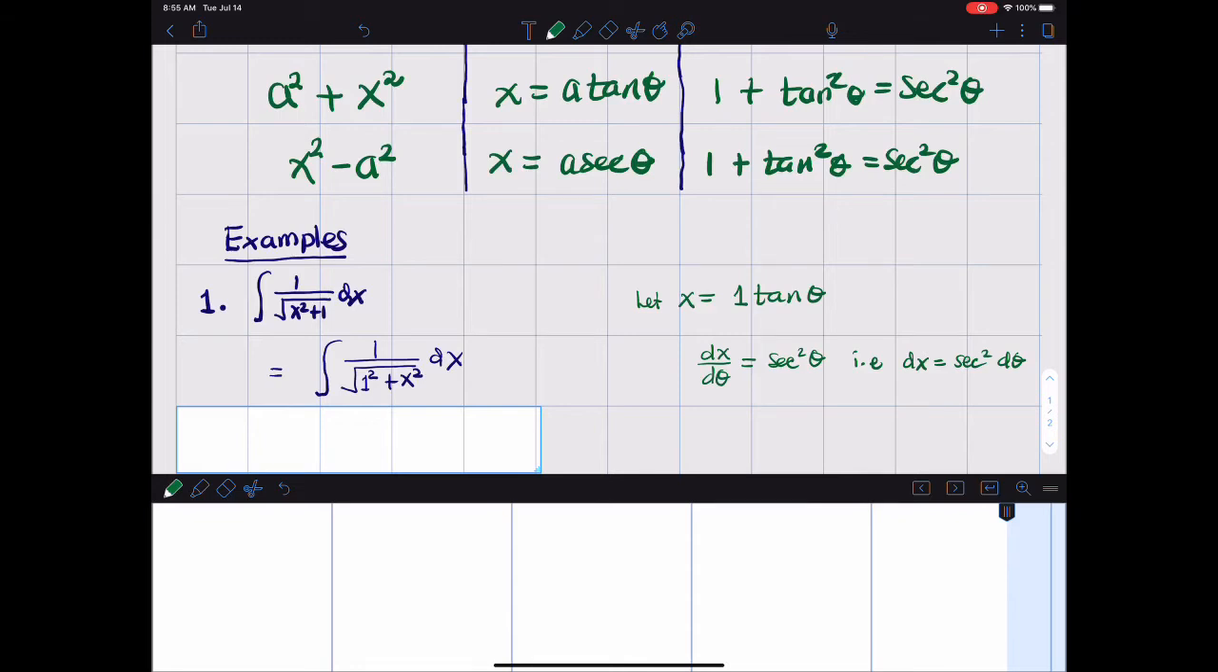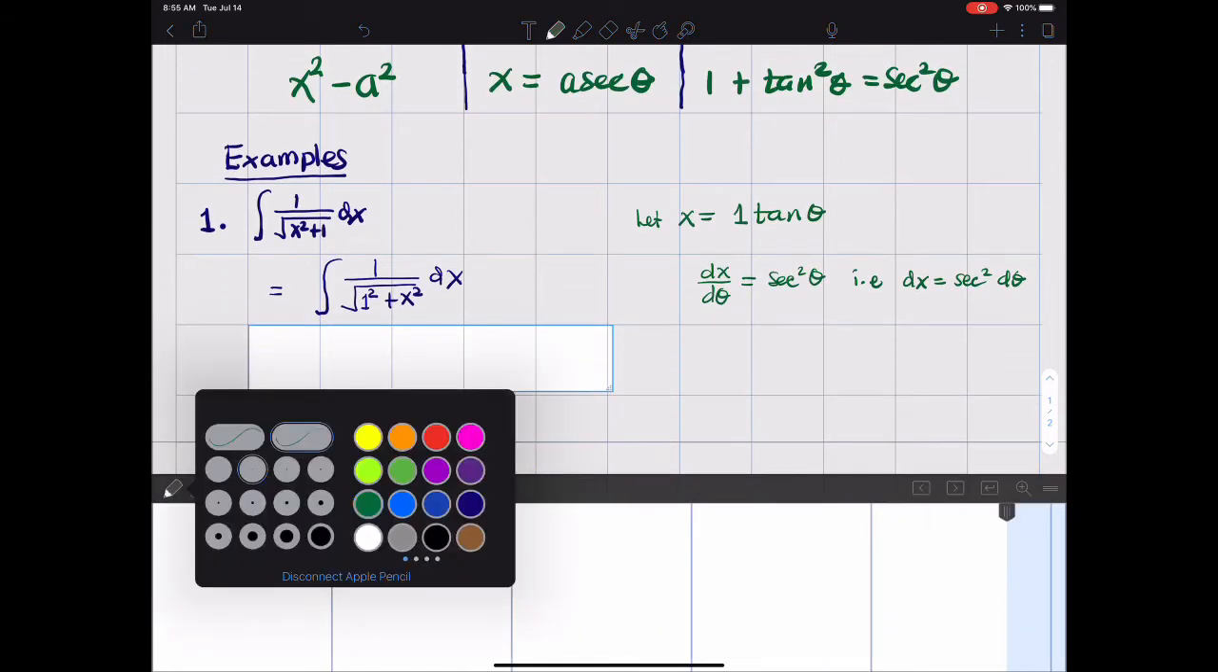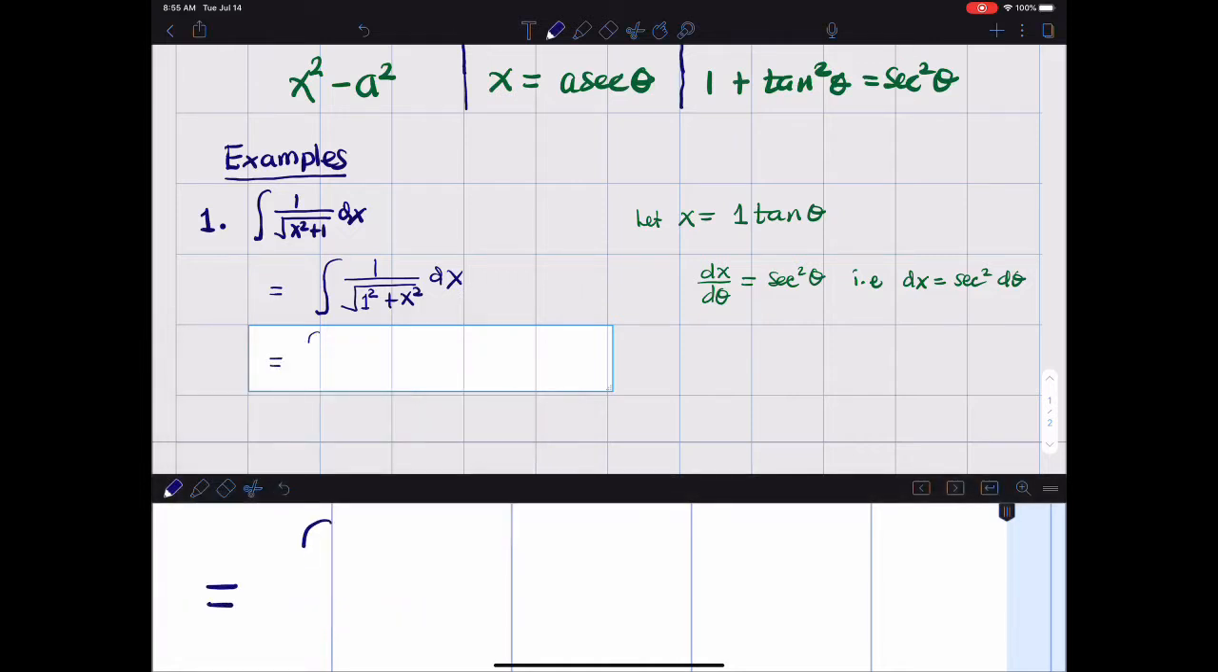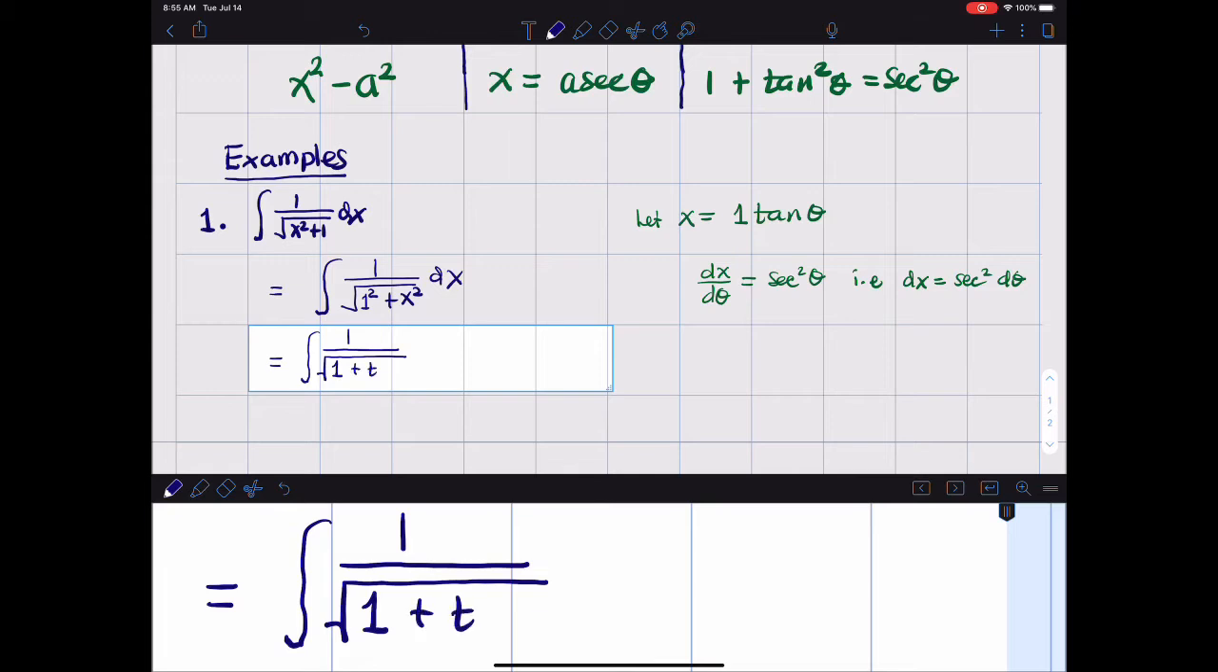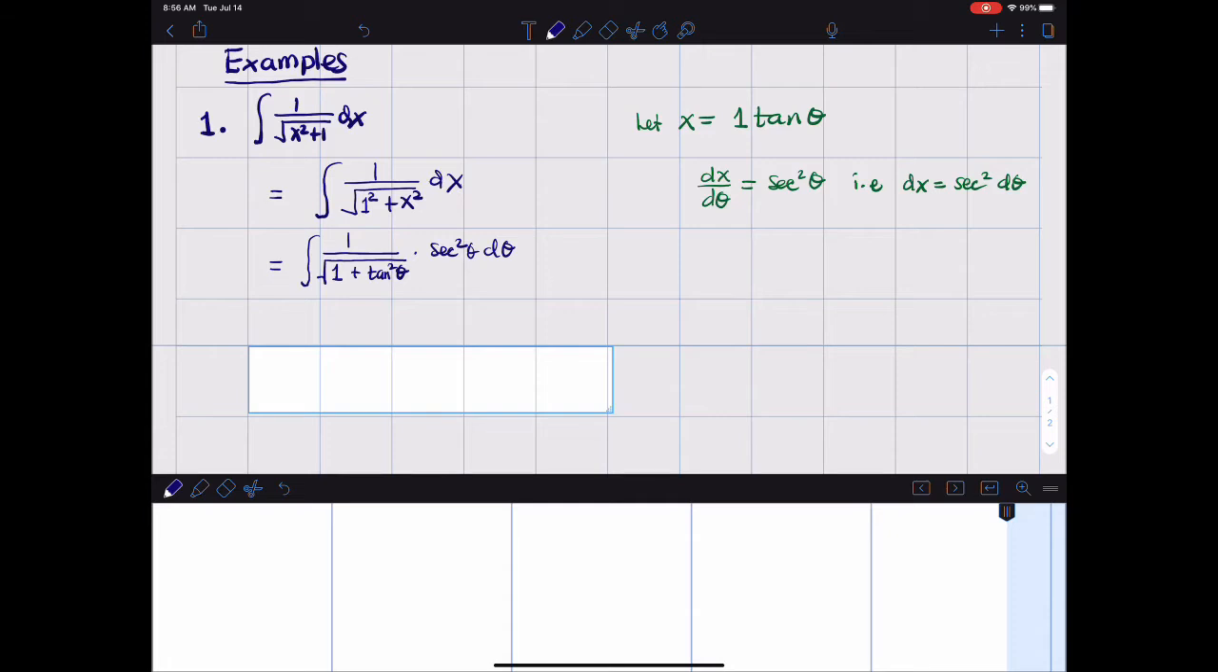All right, now, so we go back to our integral. We have 1 over, in place of x squared is now tangent squared theta. All right, and dx is now secant squared theta d theta. So we've changed everything from x to theta. Everything has to be in terms of theta before you take your integral.